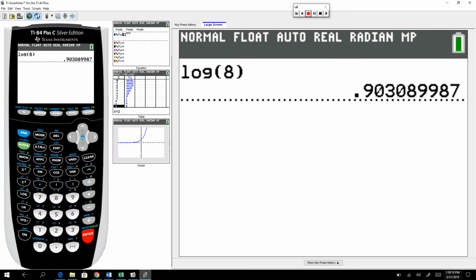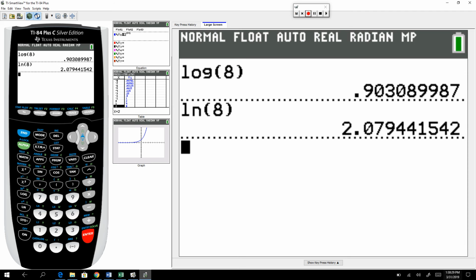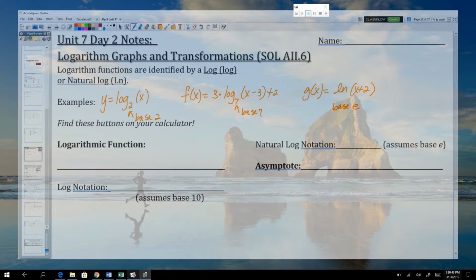If you're looking for natural log, once again, that is log base e. That button is right below. Natural log of 8 is 2.079. Now I know you don't know the algebra behind this. You will certainly find this out in future calculus classes, but for now, be able to find these functions in your calculator. Now let's go back and see what we've got here.